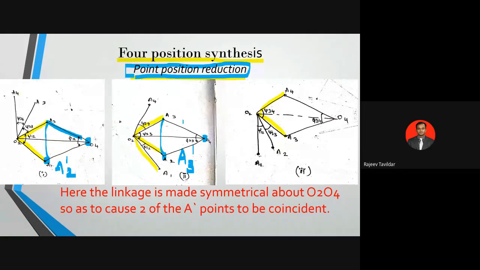Now let me know if you have any doubts or any queries up till this particular point. No doubts. So this is the only theoretical concept related to four position synthesis. That is, there are only three possible combinations of drawing the input links, in which we are ensuring that two consecutive links are symmetrical about the horizontal axis or O2 O4 axis.